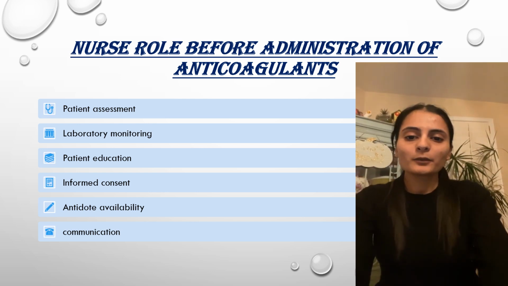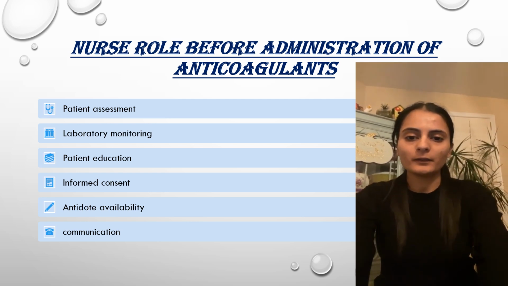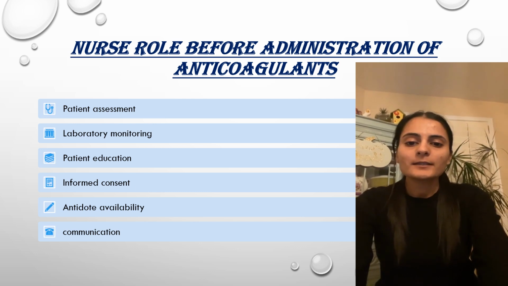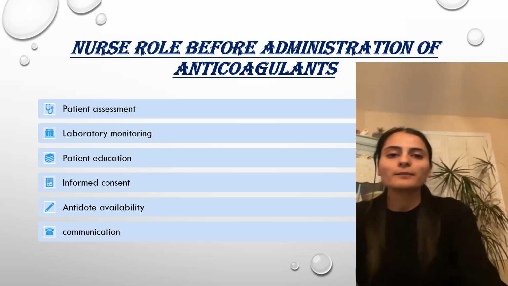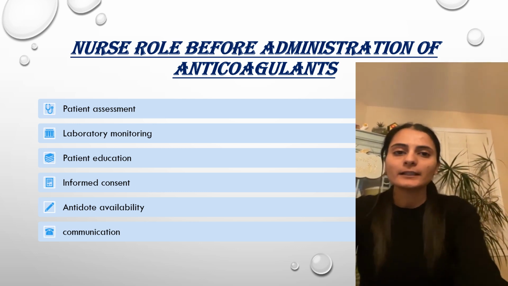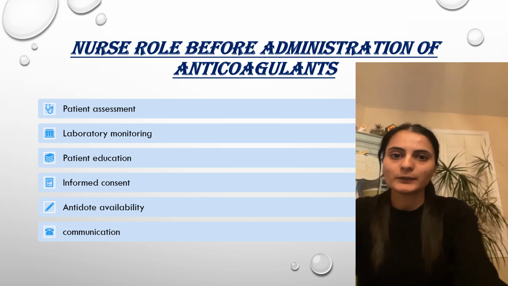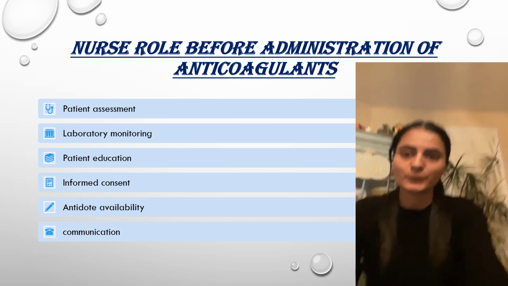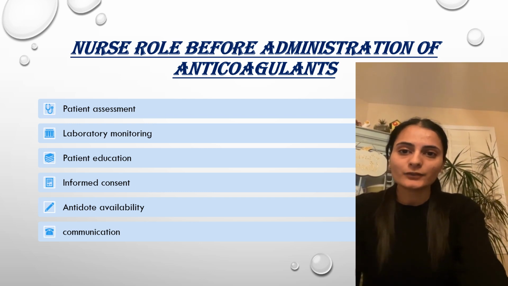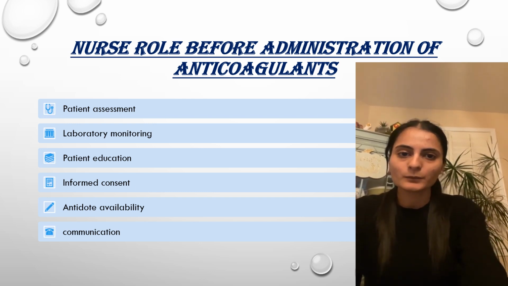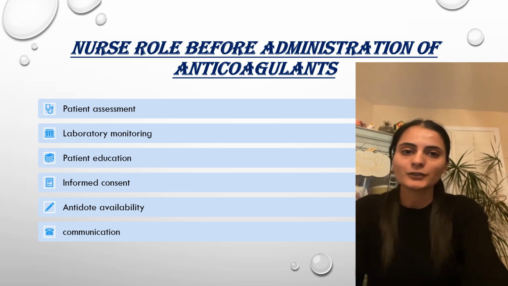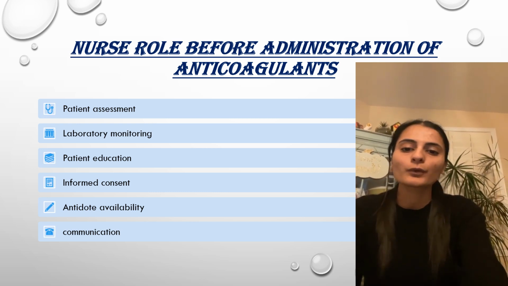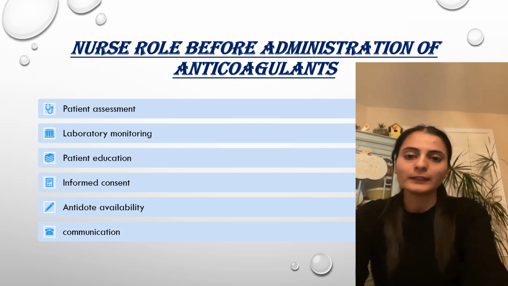Now discussing the role of the nurse before administering anticoagulants. The first step is patient assessment. Before administering anticoagulants, nurses conduct a thorough patient assessment, which includes reviewing the patient's medical history, current medications, allergies, and any previous experience with anticoagulants. This assessment helps to identify potential contraindications, interactions, and the patient's overall suitability for anticoagulant therapy.